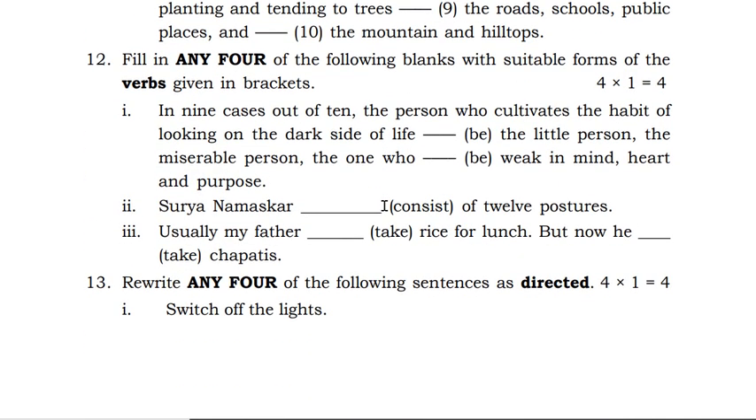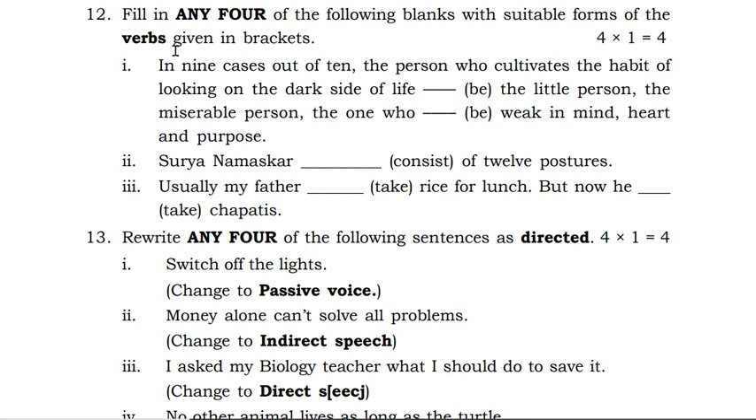Then question number 12. This is about verb forms. In grammar, if you learn the tenses, then you can understand how to write these verb forms. Simple present tense, simple past tense, simple future tense, present continuous, past continuous. What verb forms we use for them, all those things are useful here. That is nothing but the forms of the verb.